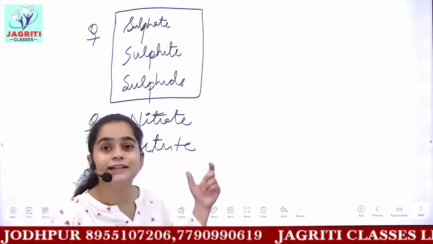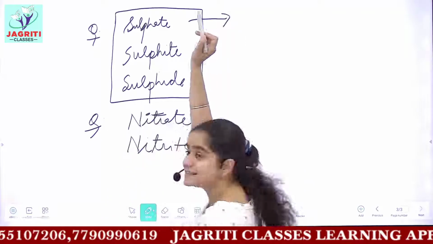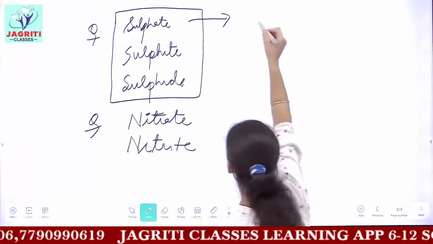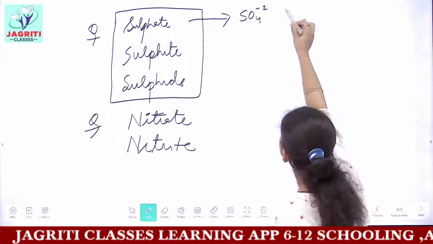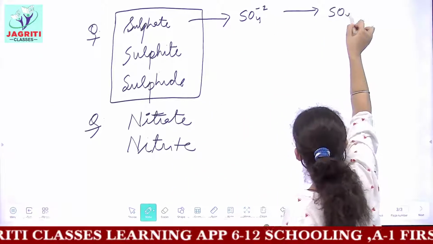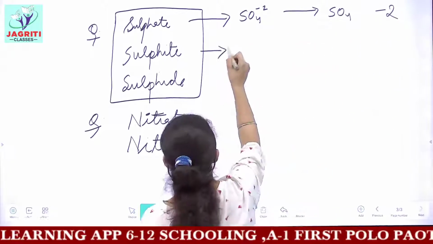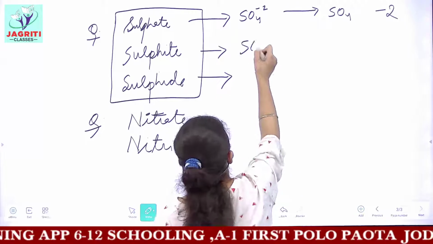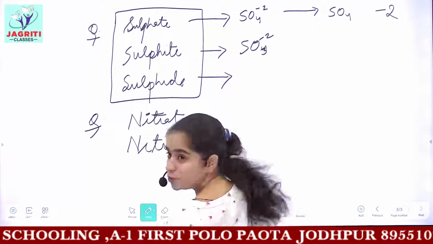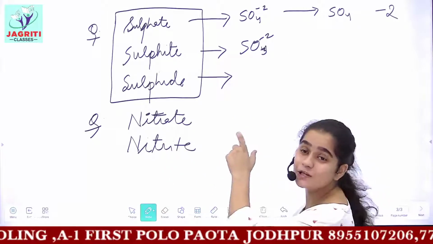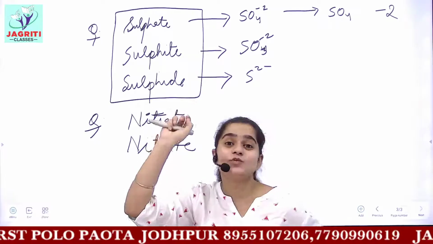Now you have to learn the formulas of these anions. For sulfate, it is given in your books in table 3.6. It is SO4 2-. This means that the symbol of sulfate is SO4 and the charge on sulfate is -2. Then sulfite is SO3 2-. And then you have sulfide. It is S2-. Better learn these with proper care, okay?